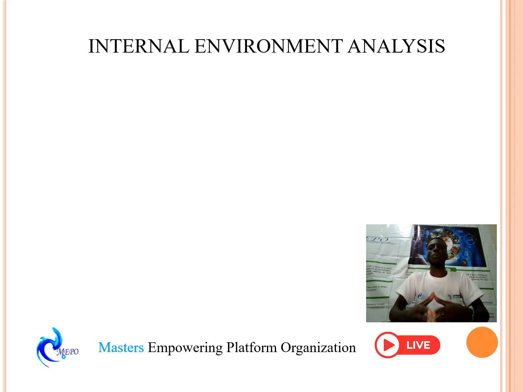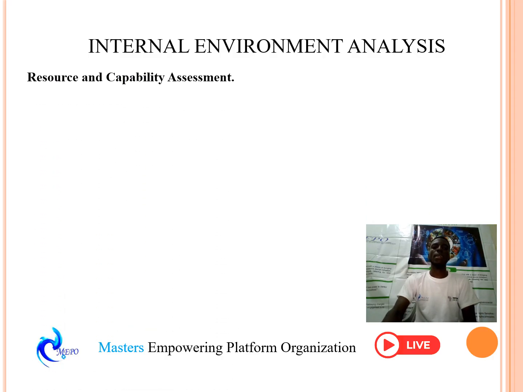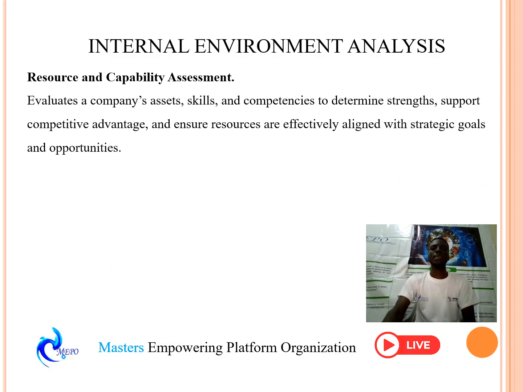So let me introduce a subtopic also, which is internal environmental analysis. When we look at the internal environmental analysis, we look at the resource and capability assessment. These are our resources. Are we capable of assessing or are we not? Evaluating a company's assets, skills, and competence to determine its strengths, support competitive advantage, and ensure resources are effectively aligned with the strategic goals and opportunities. Resources and capabilities, these are our daily goals when we implement. We look at the competition to ensure resources effectively align with the strategic goals and opportunities.